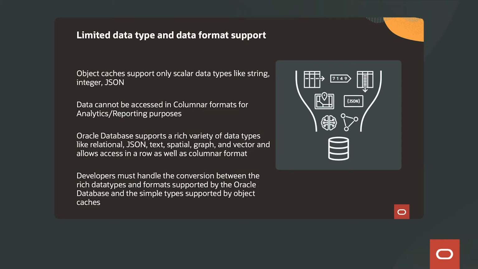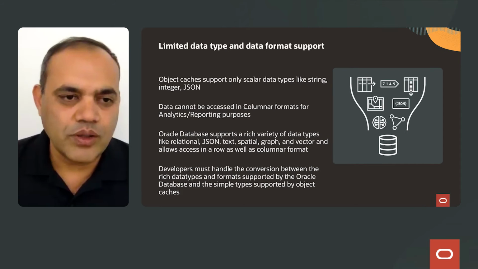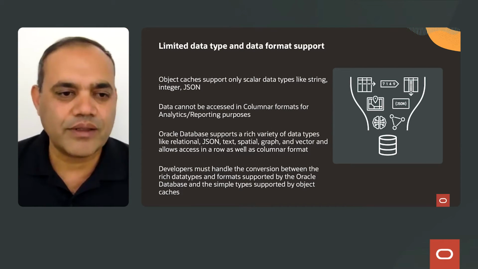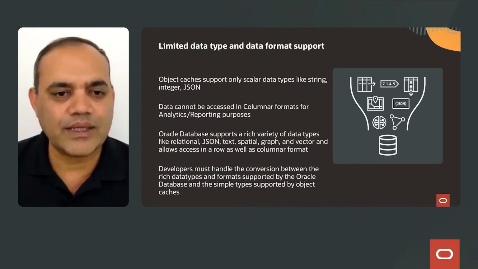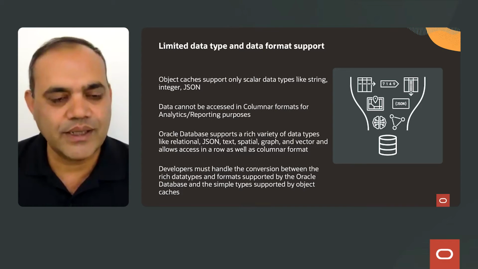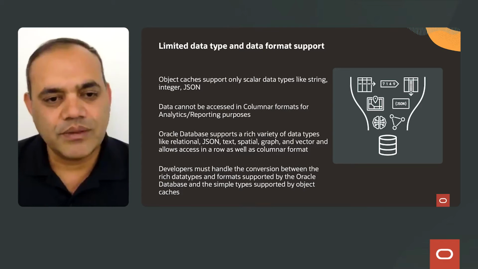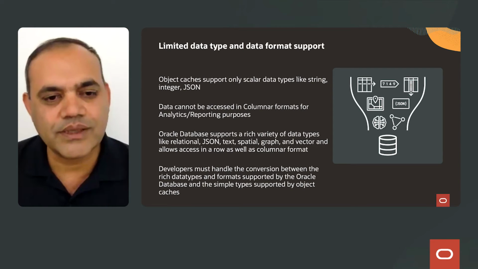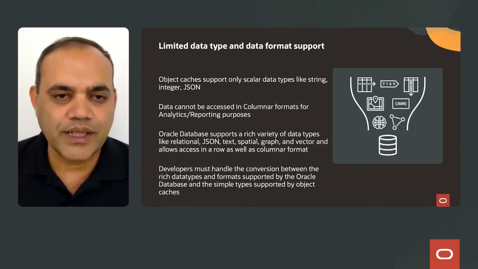Conventional caches support a limited data type and data formats. Object caches support only scalar types like string, integer, JSON. Data cannot be accessed in columnar format for, say, analytics or reporting purposes. On the other hand, Oracle Database supports a rich variety of data types like relational, JSON, text, spatial, graph, and vector, and it allows data to be accessed in row or columnar format as needed. Hence, developers must handle the conversion between the rich data type and format supported by Oracle Database and the simple types supported by the object caches.